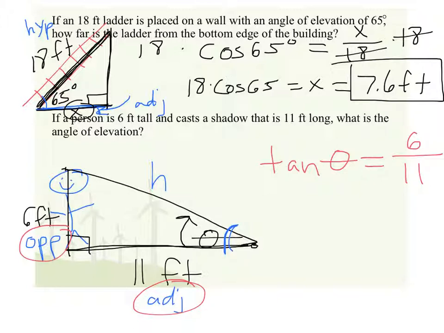Now in terms of solving for that, again, this is where I have to use my inverse operation. I need to take the inverse tangent of 6 over 11. I will need a calculator to help me do that, but whatever I get as a decimal approximation, that is approximately what angle theta is.